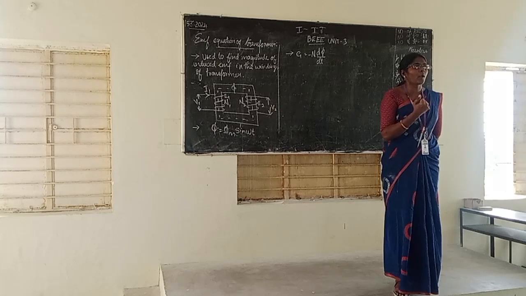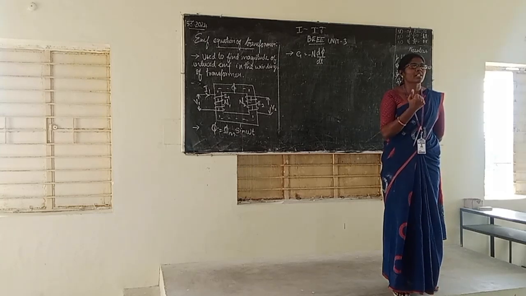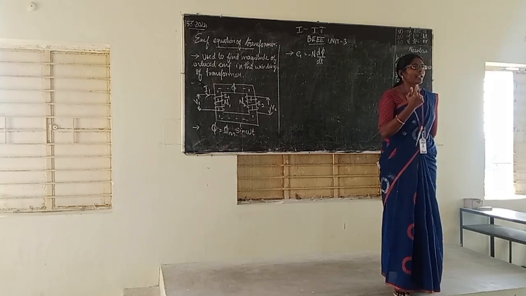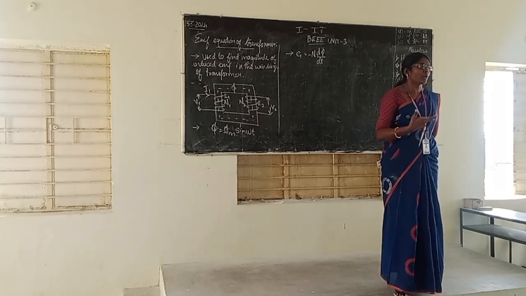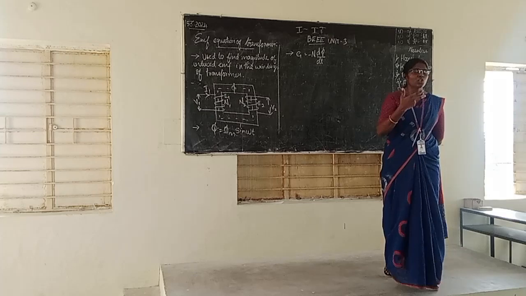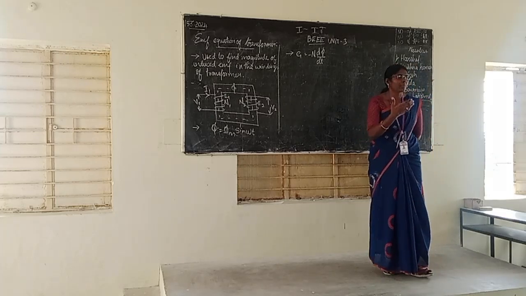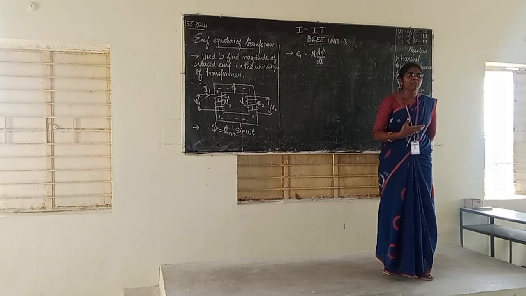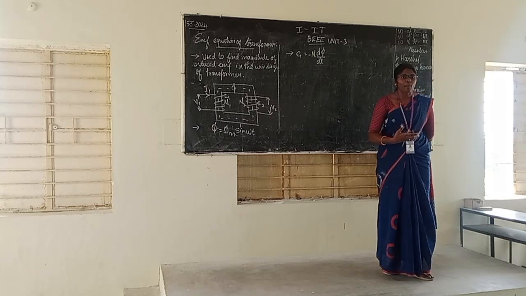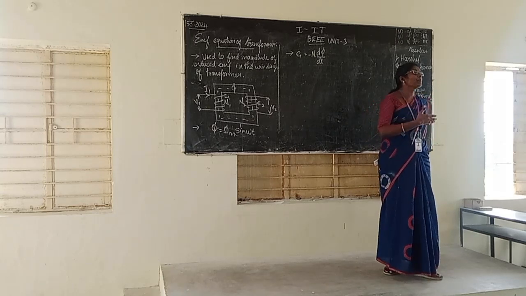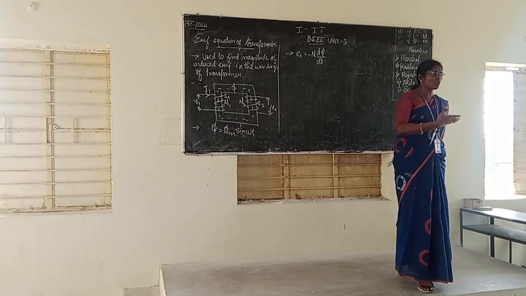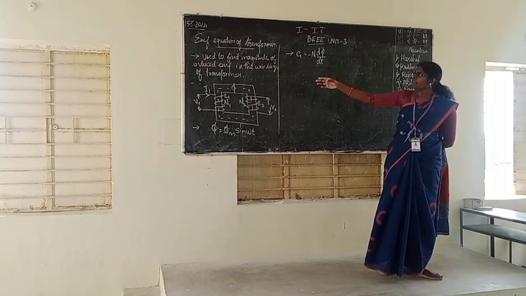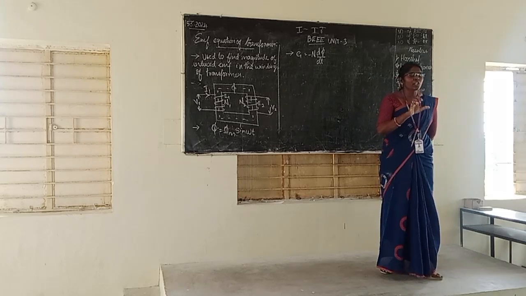The induced EMF will have the polarity minus. You have been studying that E is equal to minus N d phi, the amount of flux being produced, that is minus N into d phi by dt. From that we are going to derive the EMF equation of the transformer. For what purpose? It is used to find the magnitude of the induced EMF.